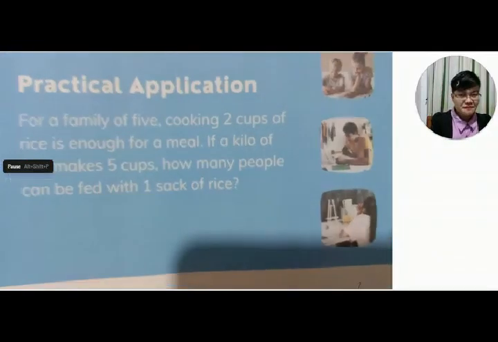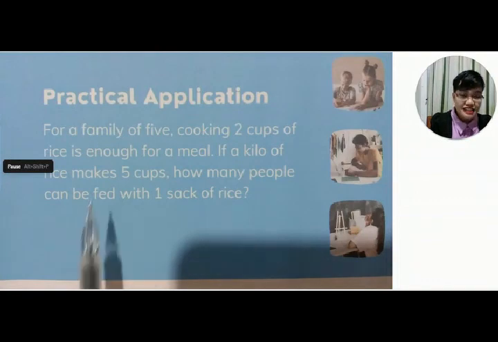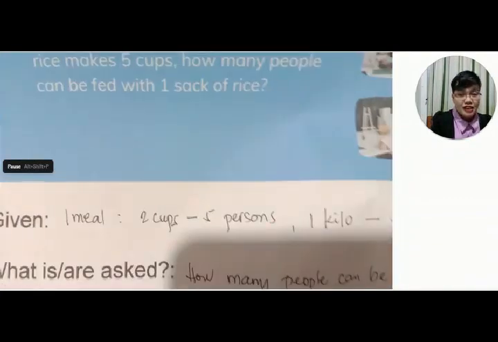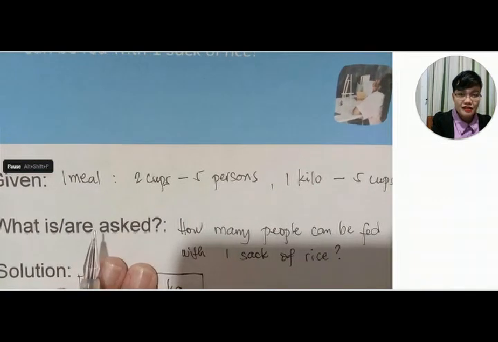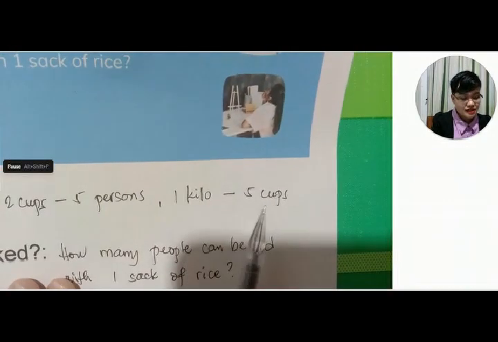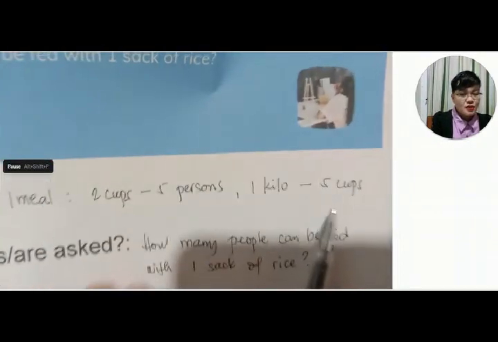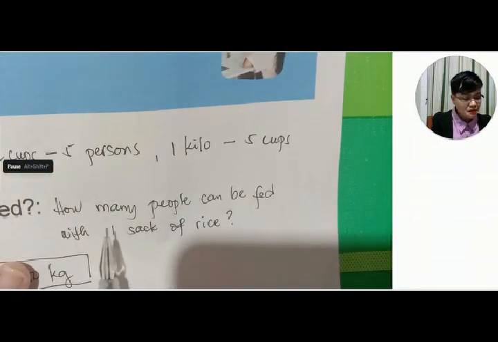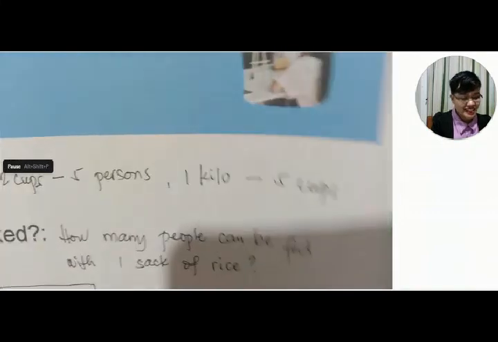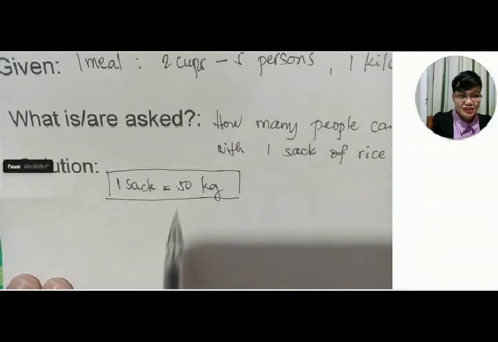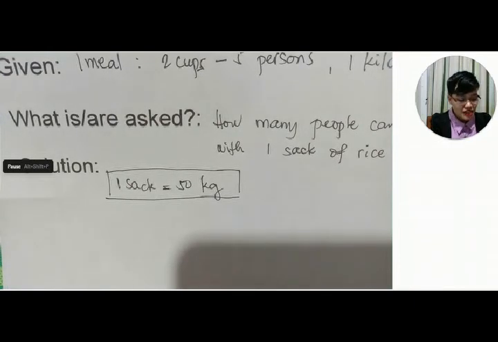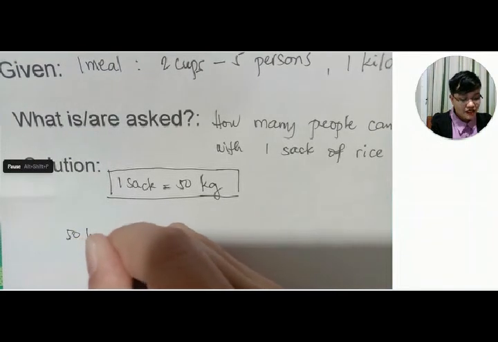So for this problem, after doing step 1, reading and understanding the problem, we are now on step 2, where we have the given that for 1 meal, cooking 2 cups of rice can feed 5 persons. And 1 kilo of this rice could only give you 5 cups. What is being asked is how many people can be fed with 1 sack of rice. Now, this conversion factor is not given in the problem, but we know that 1 sack is equal to 50 kilograms. We'll start with the 50 kilograms because we're talking about 1 sack of rice.